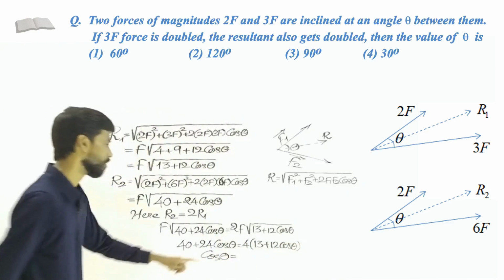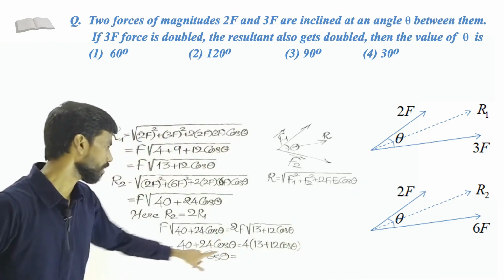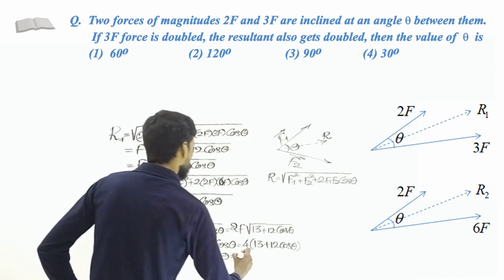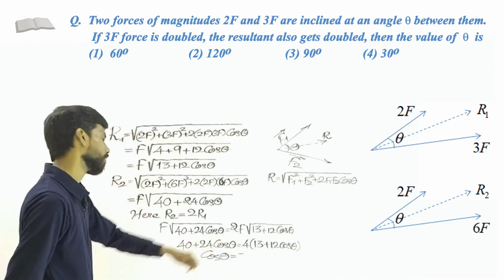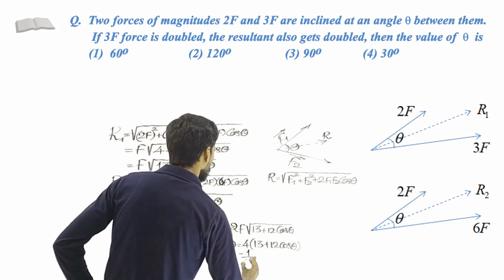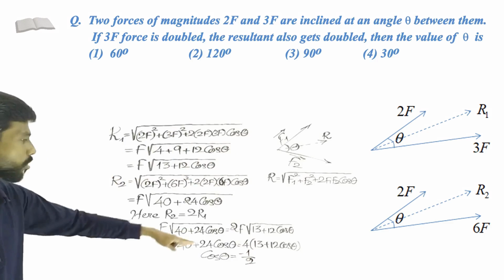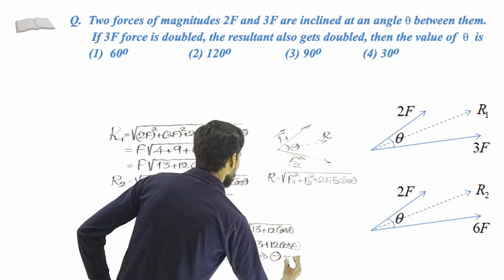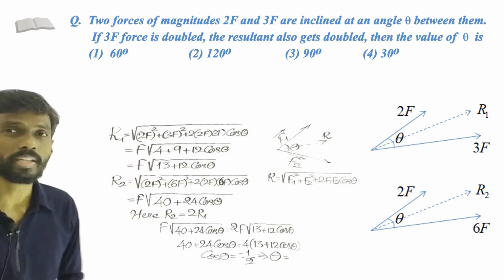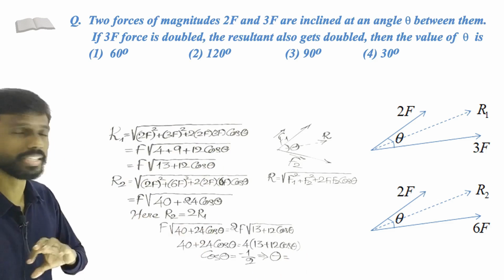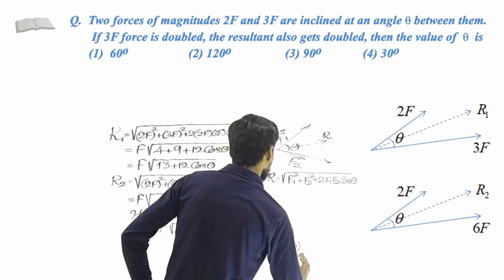Cos theta equals 40 minus 4 multiplied by 13, that is 52, so minus 12, divided by 24, since 4 multiplied by 12 is 48 and 48 minus 24 is 24. So 12 divided by 24 gives cos theta equal to minus 1 by 2. What is the value of theta? Cos 60 is 1 by 2, but here it is negative, so second quadrant, 180 minus 60 degrees, that is 120 degrees.